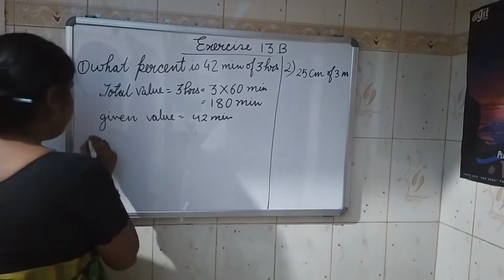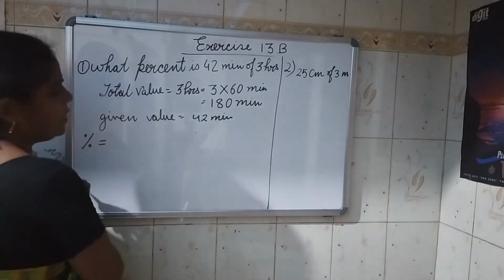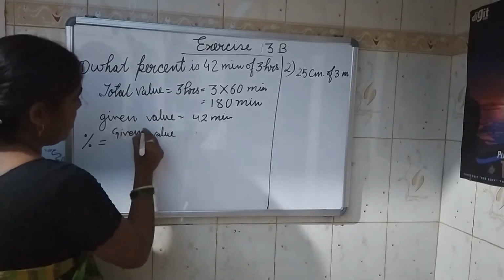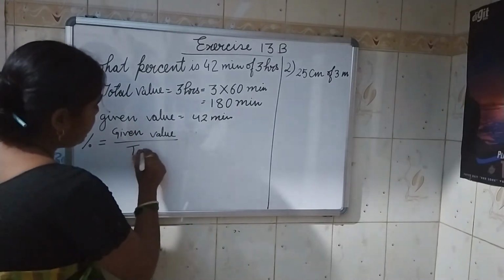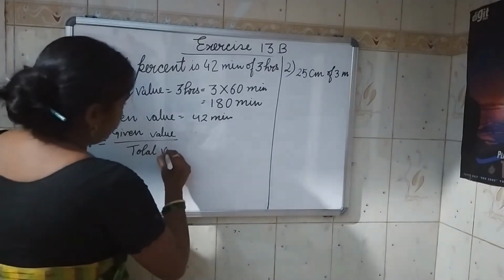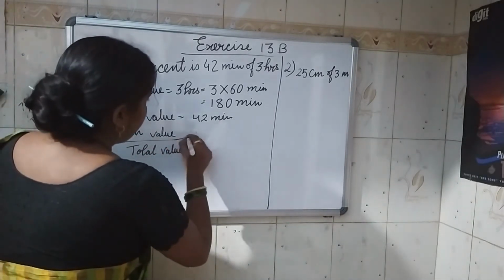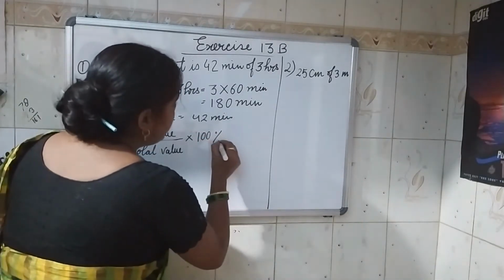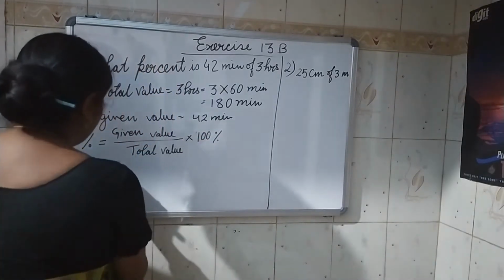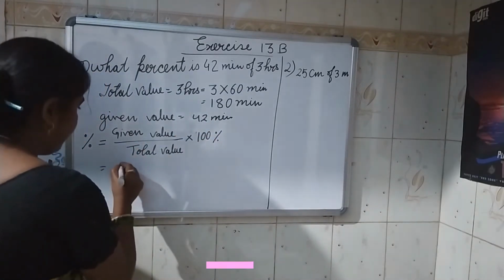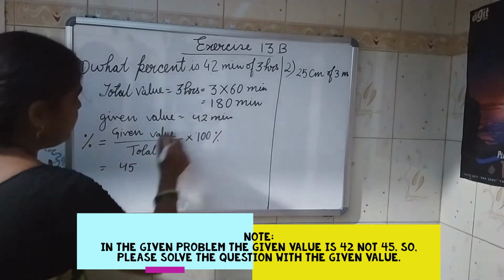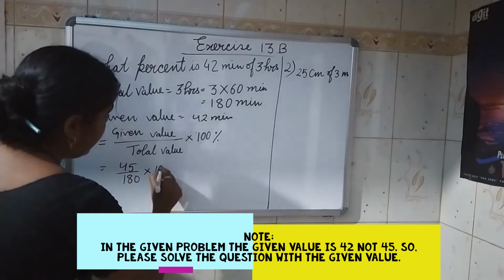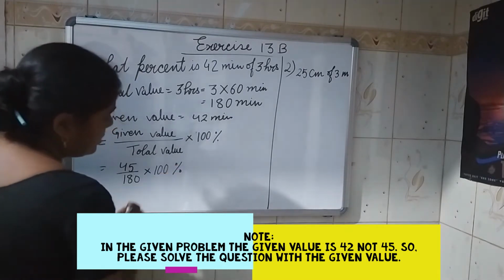So what is the percentage? Percentage is equal to given value upon total value, multiplied by 100, and when we multiply by 100, it turns into a percentage. So given value is 45, total value is 180, multiplied by 100%. And you know how to simplify it.